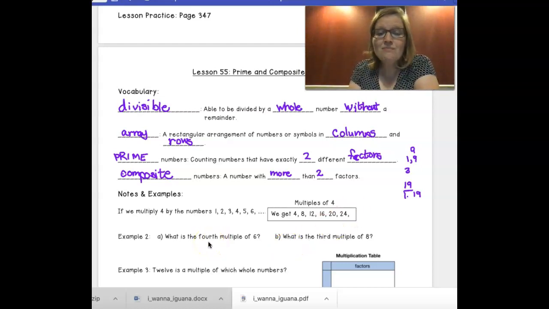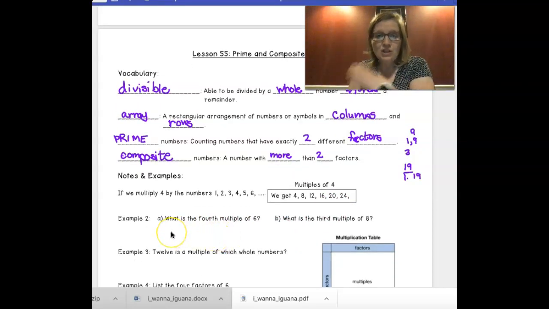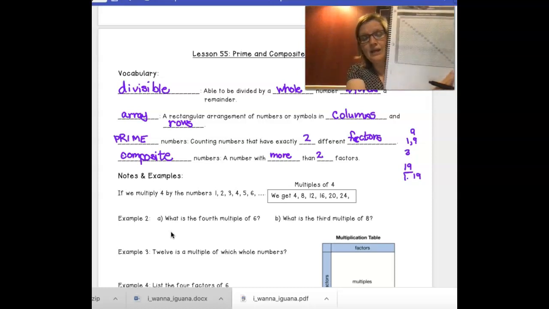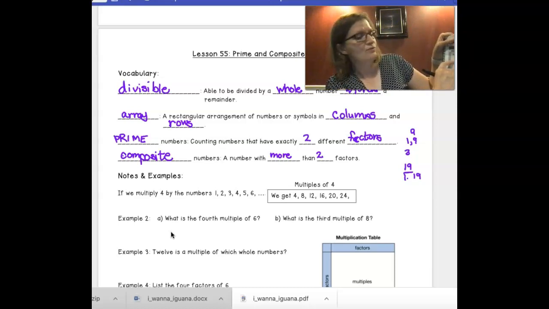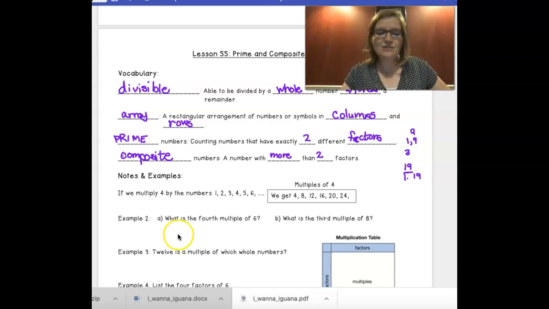What is the 4th multiple of 6? At this point, it's handy sometimes to consult your multiplication table. Here's my 6 times tables. I go 6 times 1 is 6, 6 times 2 is my second multiple, my third multiple is 6 times 3, my 4th multiple is 6 times 4. And our answer for this is 24.